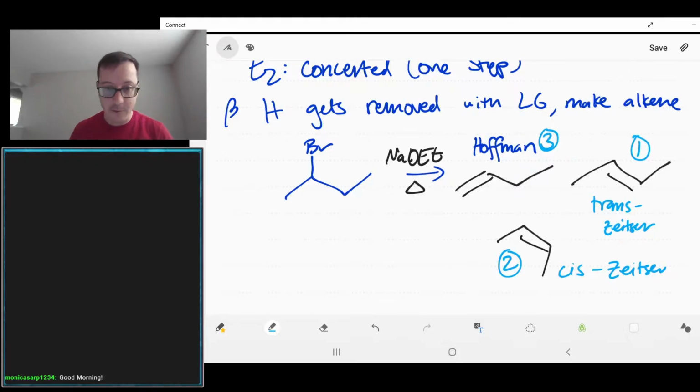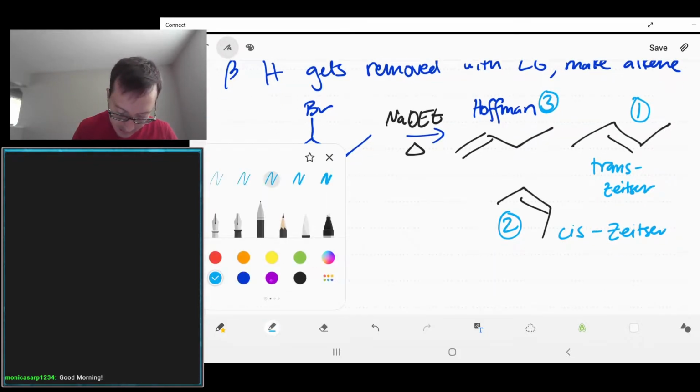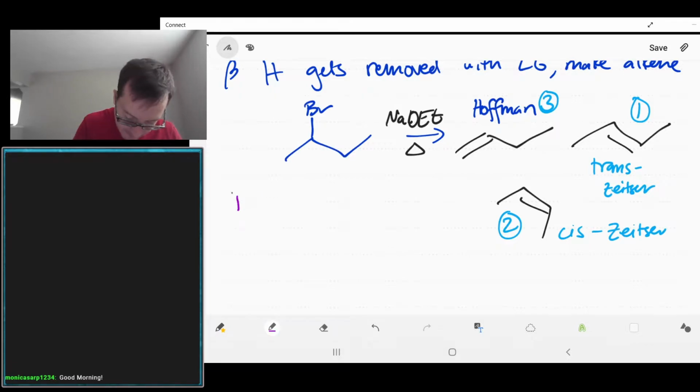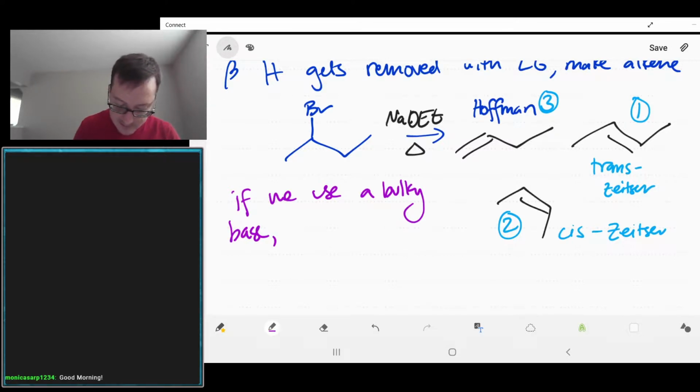So we have some ways to do this. Remember that we can get the Hofmann if we use a bulky base. We can get Hofmann exclusively.